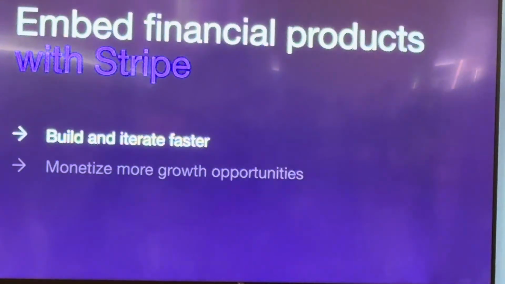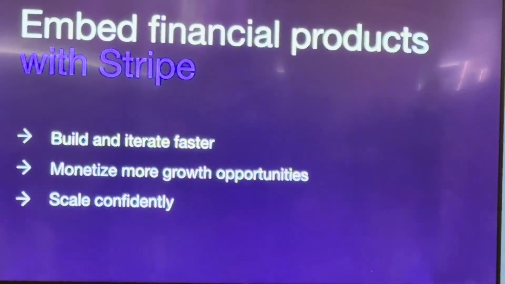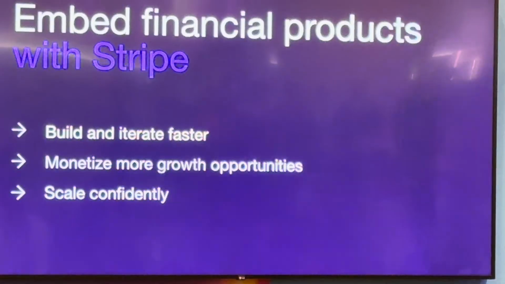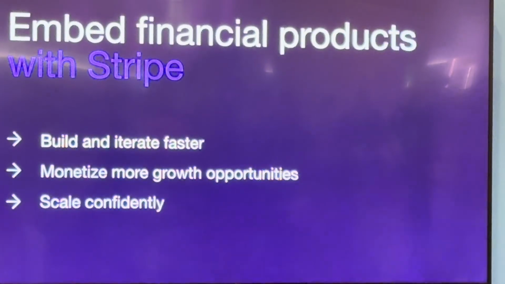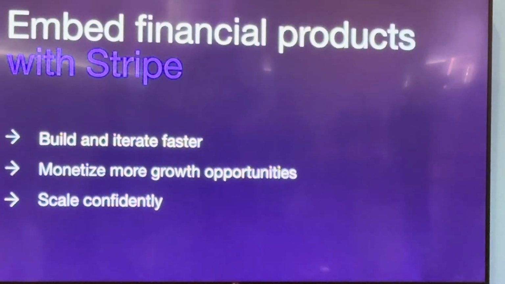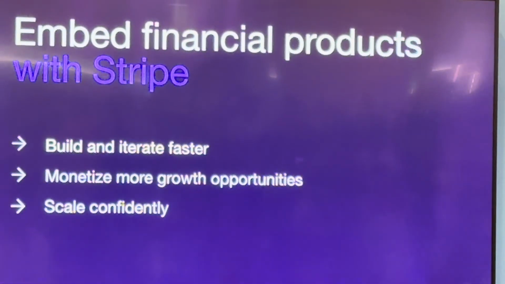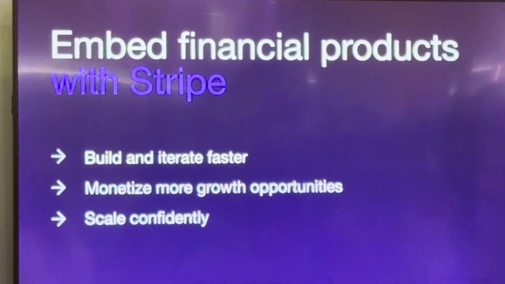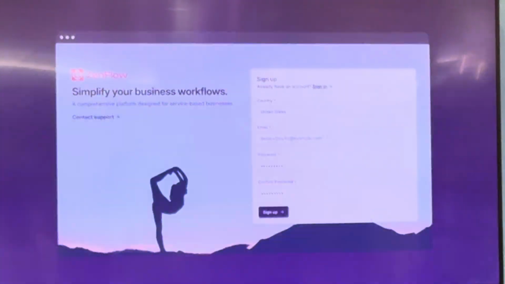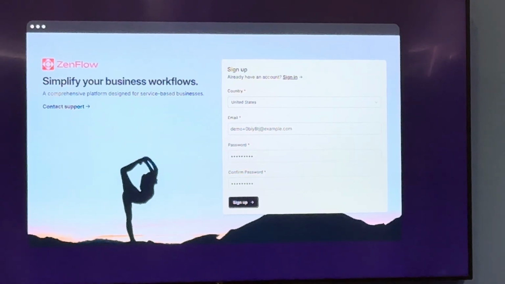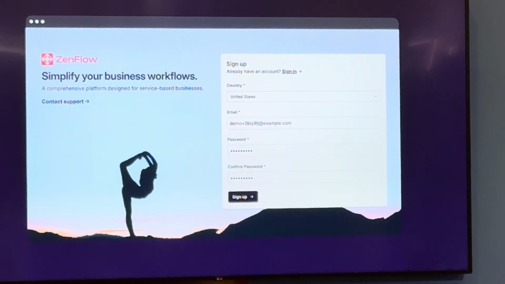In the next 10 minutes, we'll show you how to build that kind of platform using Stripe to become the complete financial operating system for your users. We'll cover how Stripe helps you 1, build and iterate faster, 2, monetize more growth opportunities effectively, and 3, scale confidently with industry-leading risk management. We're going to bring this to life with a fictional platform named Zenflow, which is for yoga studios to run their day-to-day business.